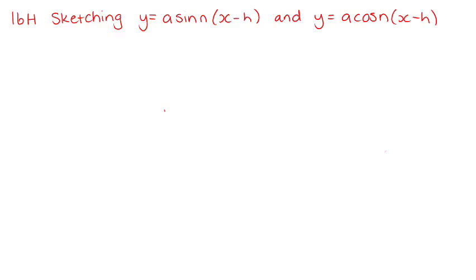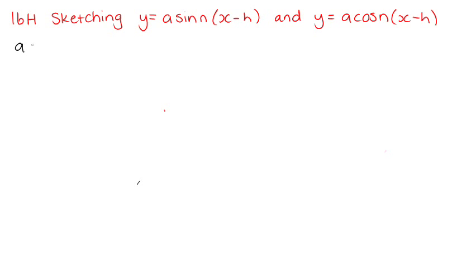Okay, so pretty similar to what we saw in the last topic, except this time you've got a sine n(x minus h) and a cosine n(x minus h). So a and n are still exactly the same: a is the amplitude and 2 pi over n is our period. But this time our h, very similar to quadratics, cubics, quartics, all those other graphs, just moves the graph horizontally.